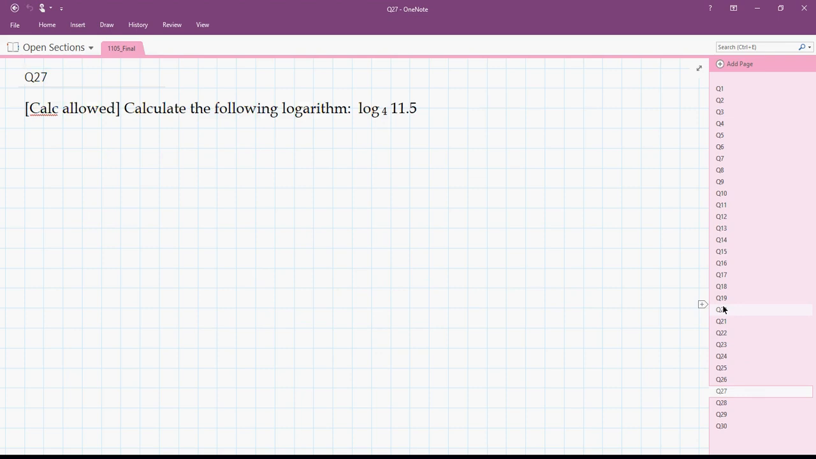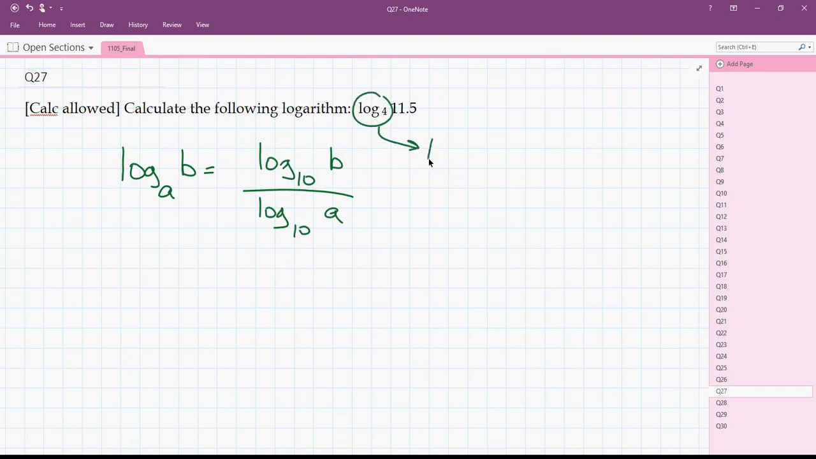Calculate the following logarithm using a calculator. Okay. So this one pretty much just relies on using your calculator, and we'll just be using this rule that the log base A of B is equal to the log base 10 of B divided by the log base 10 of A. Because this we don't have in a calculator. Not in calculator. But this we do in calculator.